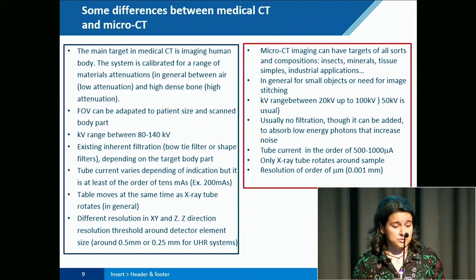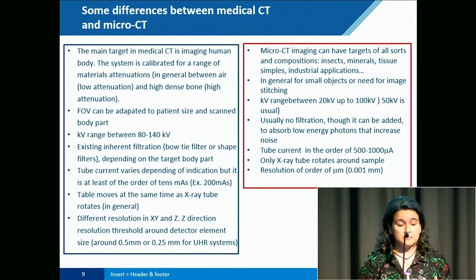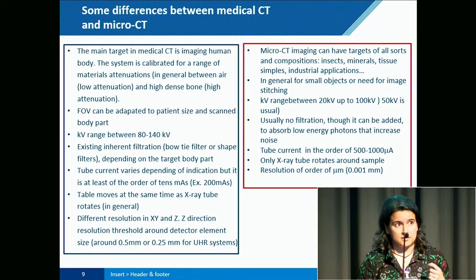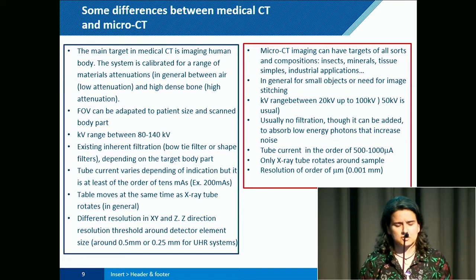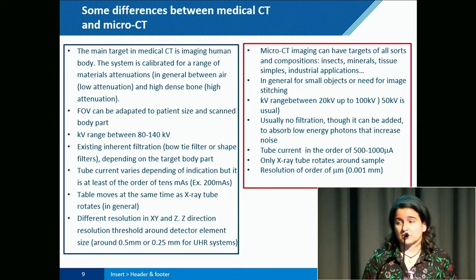The kV that we use is also different. That has implications for how penetrating the photons are, and then the level of contrast that you can actually get on the images, depending on the material you have. And normally also the X-ray tube output in micro CT is far lower than what you have in medical imaging. That also has implications for image quality.